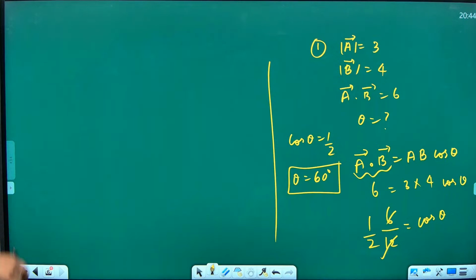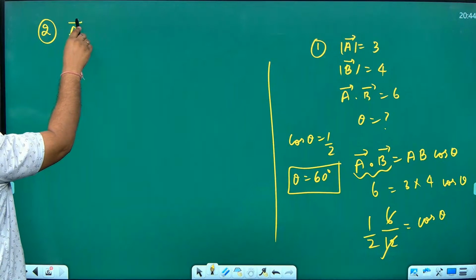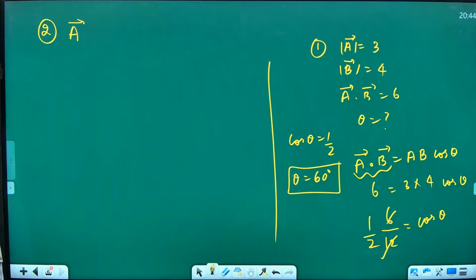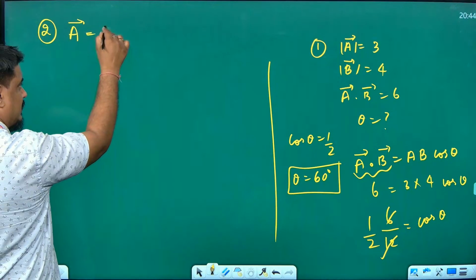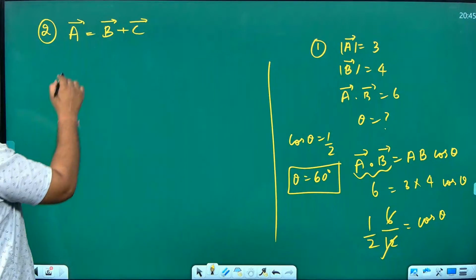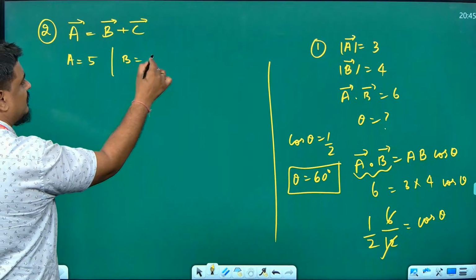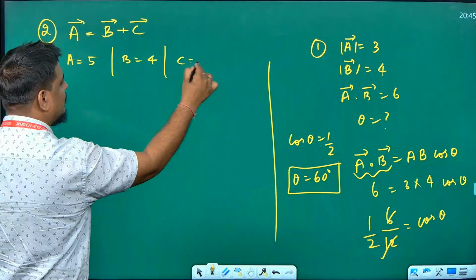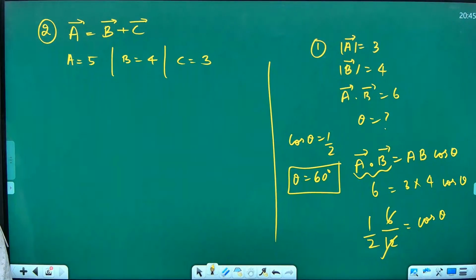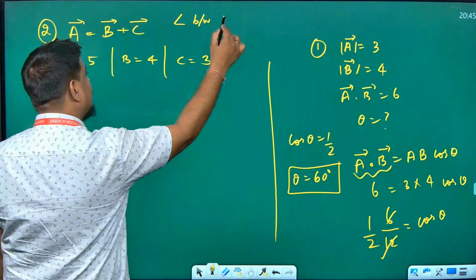What is the second question? A, B and C vectors are such that A vector is equal to B vector plus C vector. A vector's magnitude is 5, B vector magnitude is 4, C vector magnitude is 3. What is the angle between A vector and C? Yes, they are asking the angle between A and C.